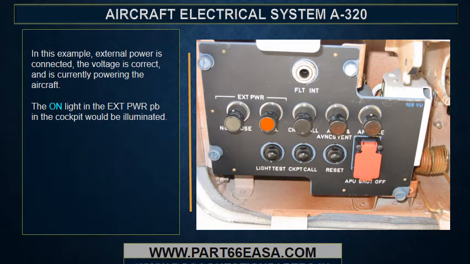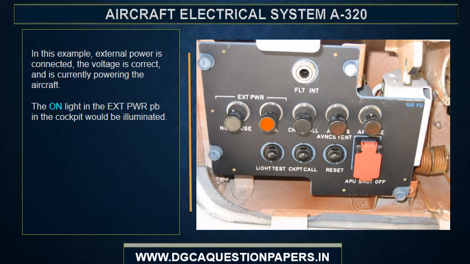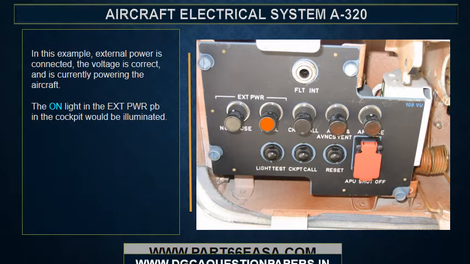In this example, external power is connected, the voltage is correct, and is currently powering the aircraft. The on light in the external power push button in the cockpit would be illuminated.